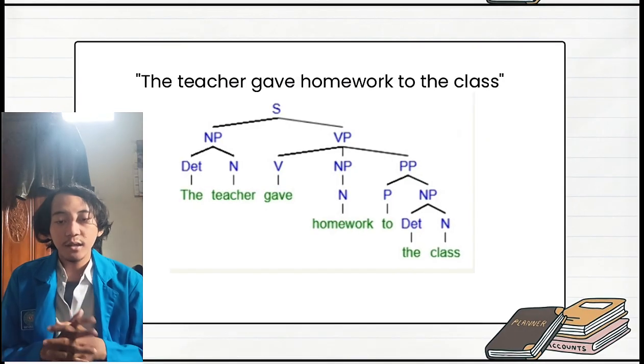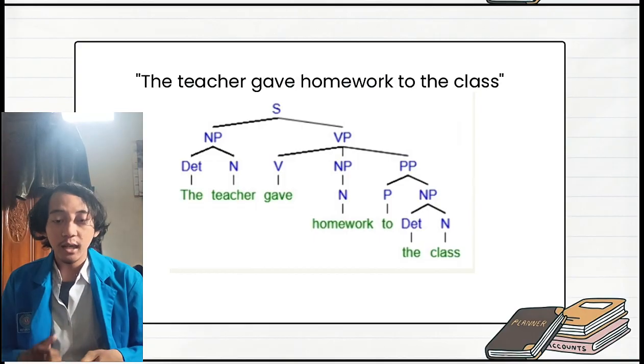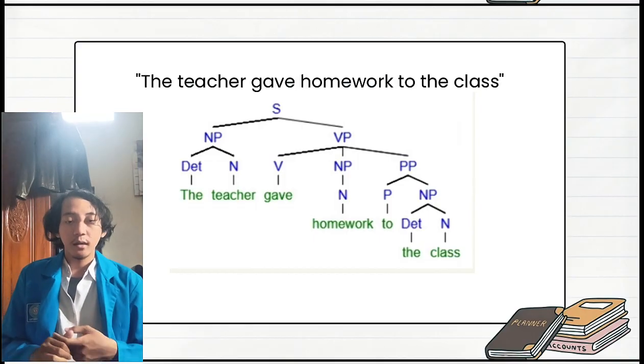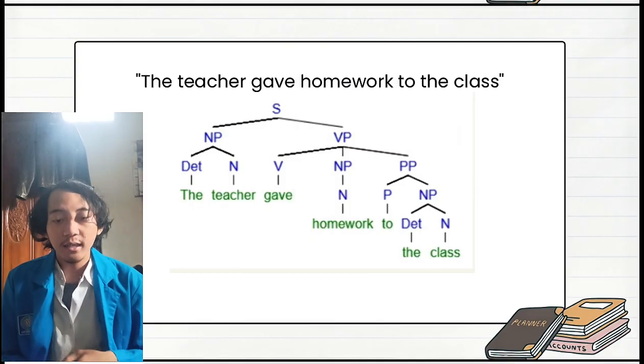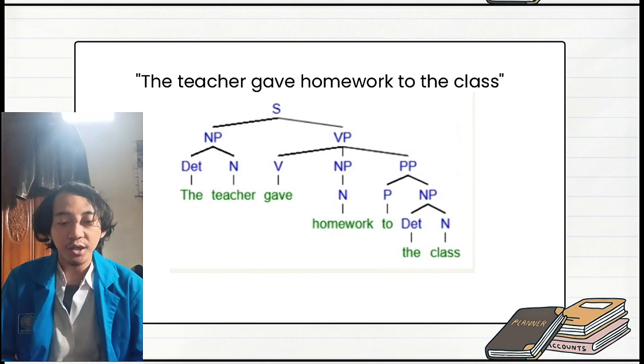The next one, the teacher gave homework to the class. For the classification of noun phrase, there are the is determiner, teacher is a noun, and the classification of verb phrase, there are gave is verb, homework is noun, to is preposition, the is determiner, and class is a noun.